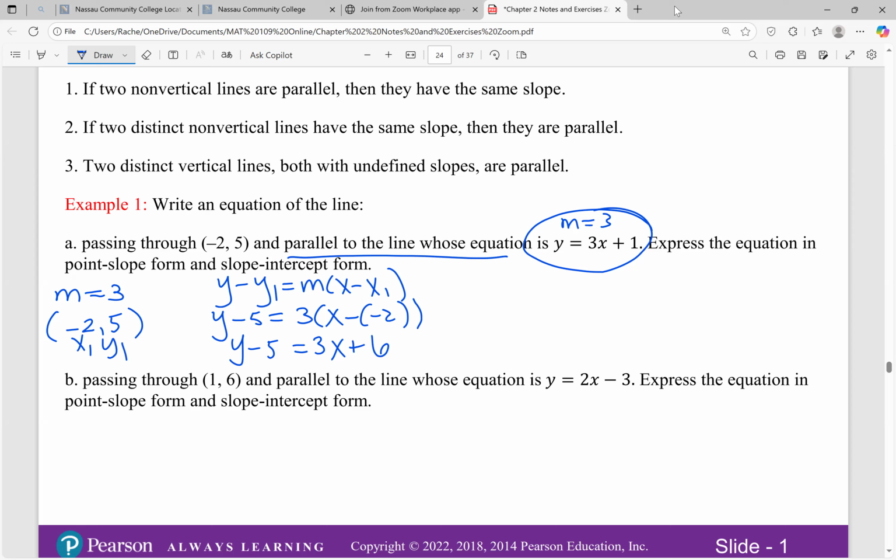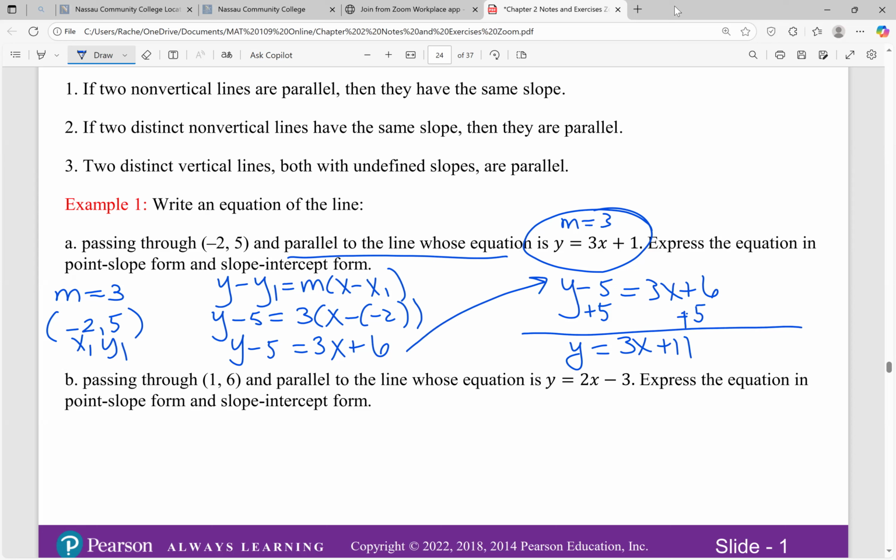So here's my point slope form of the line. y minus 5 is equal to 3x plus 6. And now let's rewrite that in slope intercept form. So y minus 5 is equal to 3x plus 6. Let's add 5 to both sides. So we're going to get y equals 3x plus 11.